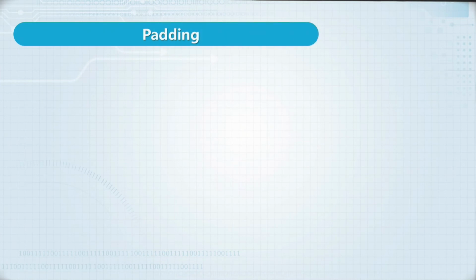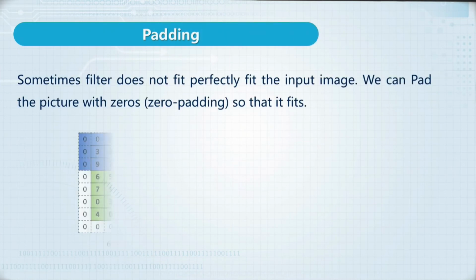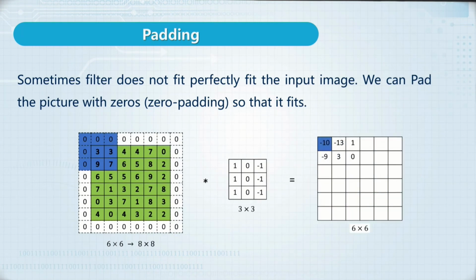Sometimes the filter does not perfectly fit the input image. We can pad the picture with zeros, called zero padding, so that it fits. Otherwise, we must drop the parts of the image where the filter doesn't fit. This is called valid padding, which keeps only the valid parts of the image.